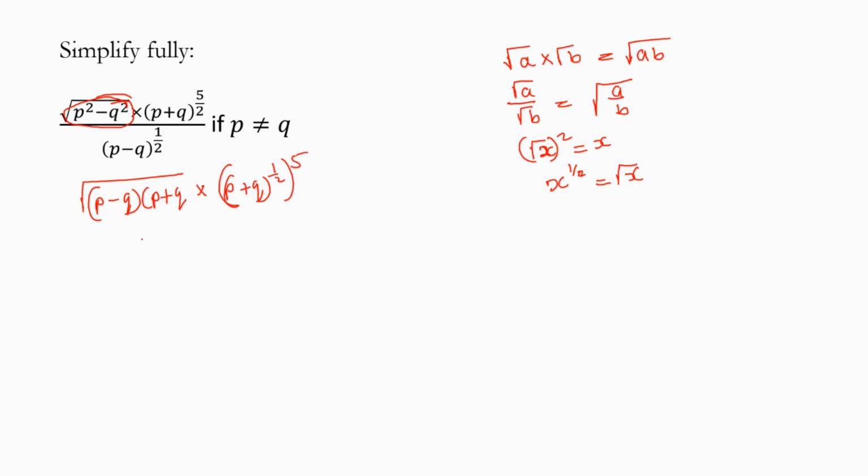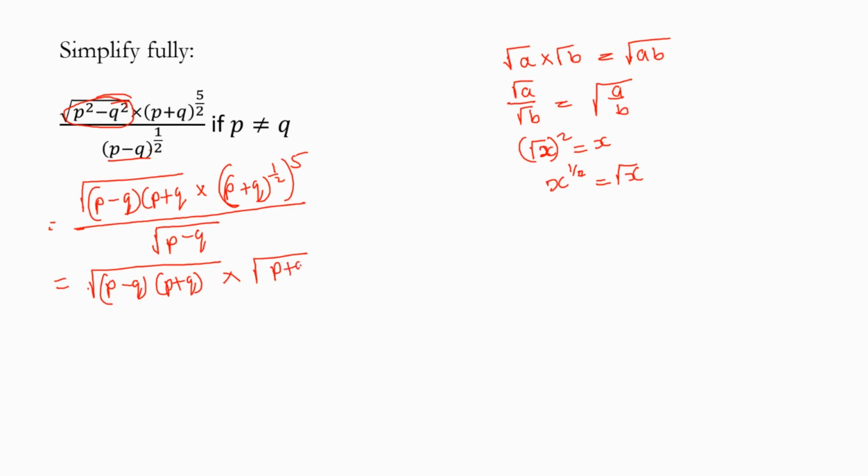So we can change this one to surd form, so it can be the square root of p minus q. Okay, we've changed this denominator, right? And then we have the square root of p minus q times p plus q, times the square root of p plus q to the power 5. See that I've written this part in surd form, and then divided by the square root of p minus q.